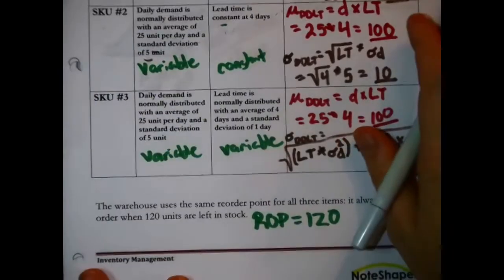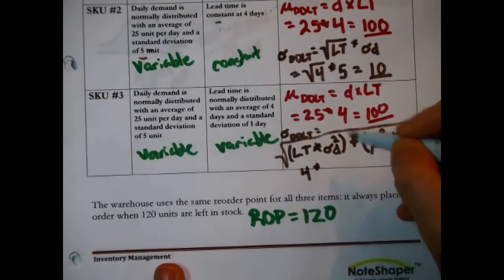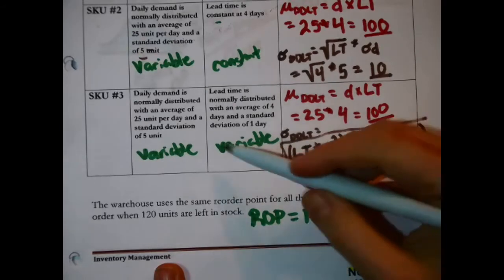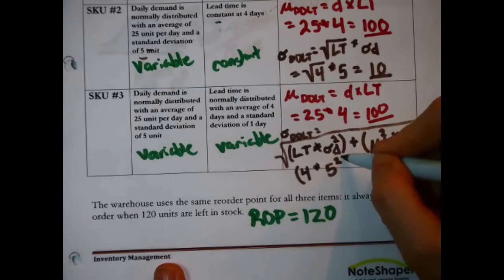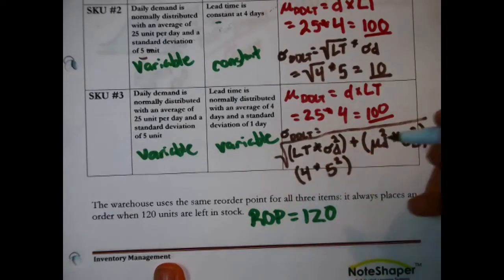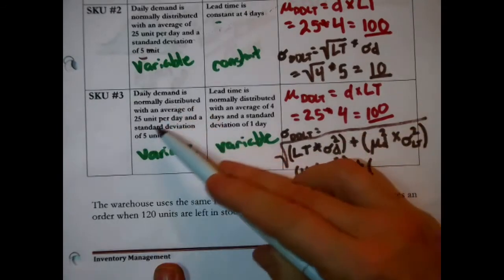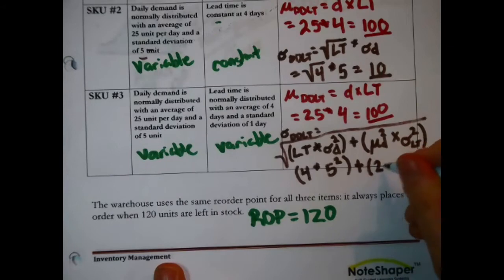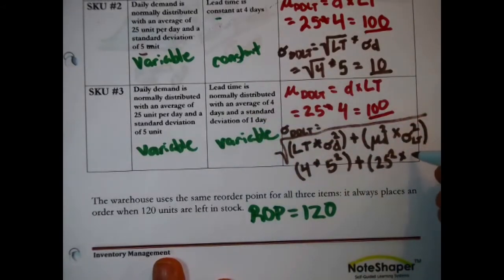Lead time is normally distributed with an average of 4, so that's a 4 right there, times the standard deviation in daily demand here, which is 5, except we're going to square that. So it's actually 4 times 25 in here, right? We want to add that to, let's see, average daily demand is 25, except, careful, we want to square that, times the standard deviation in lead time, which is 1. And we do need to square that, but that's just going to be 1.